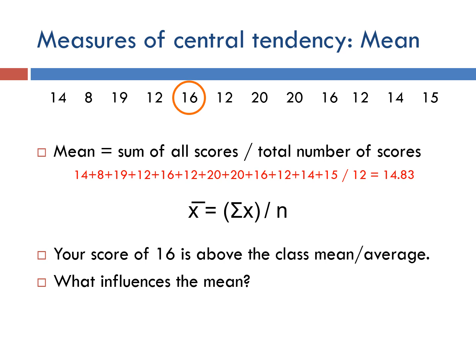Here we have 12 pieces of data. We sum them all up, 14 plus 8, etc., and then divide by 12, the number of pieces of data, and we get 14.83. That is a central point in the data set, so you could say, my 16 is above that mean, so I am doing better than average, better than the representative score.